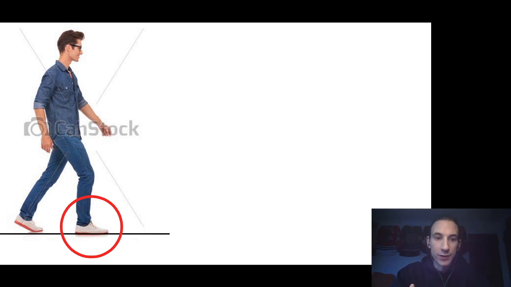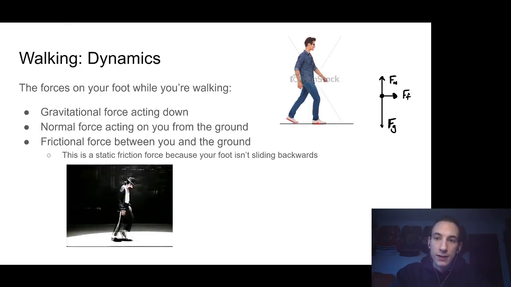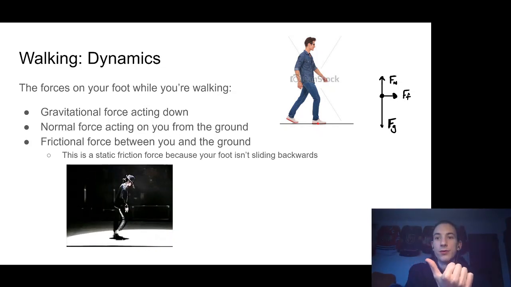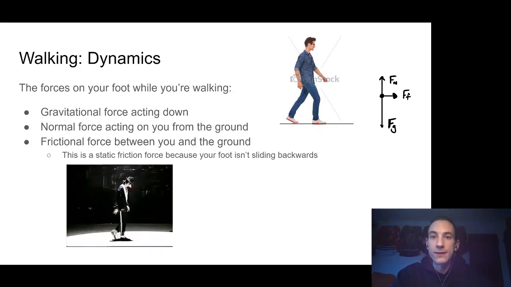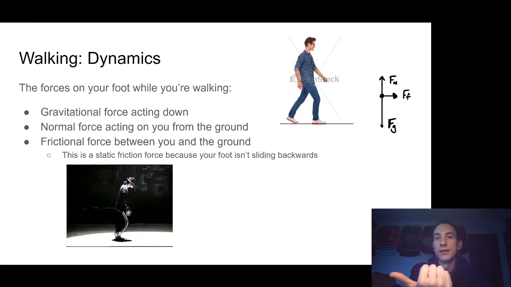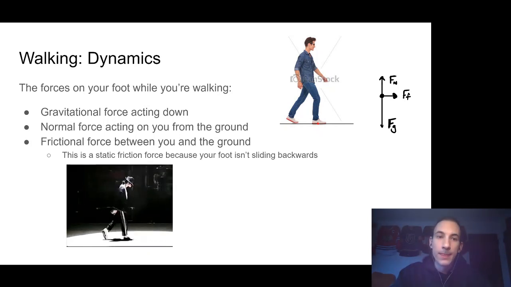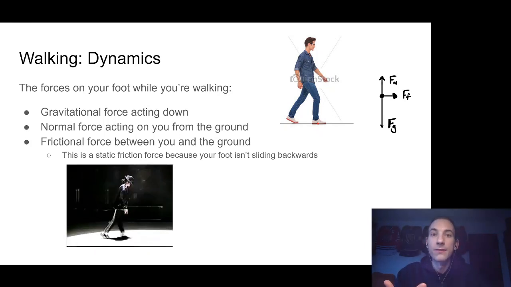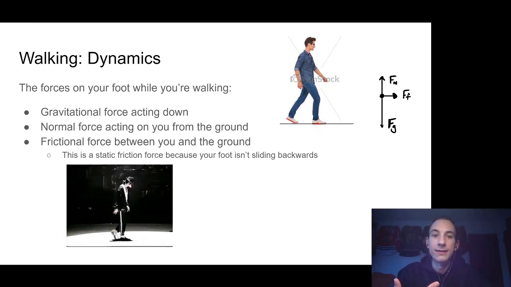So here we have this person walking, and we have this moment where he's touching the ground. If we look at what forces are acting on the foot while this person's walking, of course we have the normal force up, the weight force down, and then this friction force pushing to the right. They have this natural inclination for their foot to go to the left, but the ground is applying this frictional force to the right. We're going to say that this is a static friction force because the foot is not actually sliding.